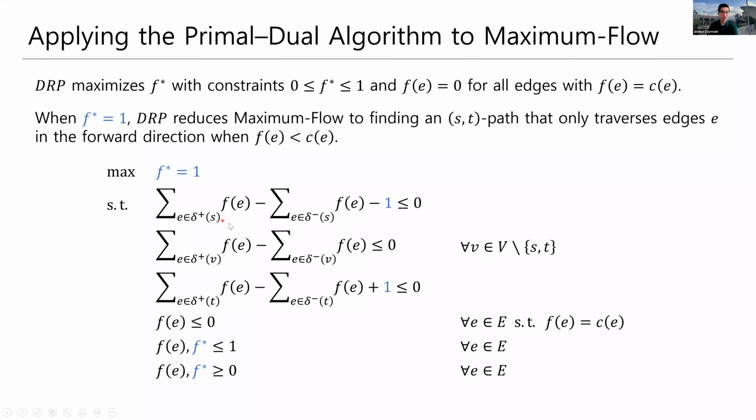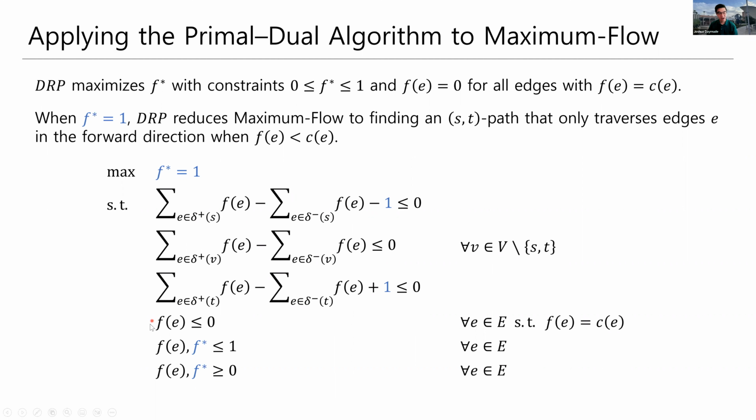We want to make sure that when we come in to a node, we also leave it. That's this middle thing here. And also we want to come out of S exactly once, and we want to come into T exactly once. So this is now all about finding an ST path, but there's a catch.